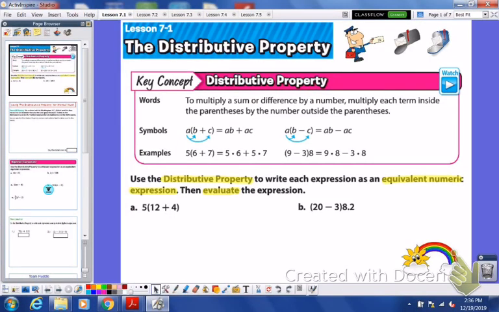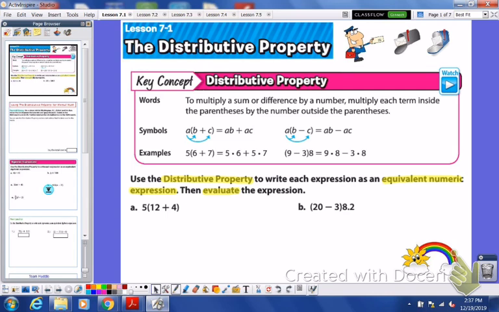Alright, starting off with chapter 7, section 1, we're going to be talking about the distributive property. You guys may or may not have used this in the past. So our distributive property is when we multiply a sum or difference by a number, and in doing that, multiply each term inside the parentheses by the number outside of the parentheses.